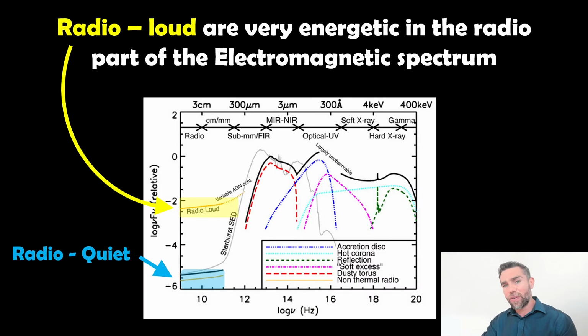So if we look at the full electromagnetic spectrum of these active galactic nuclei, these active galaxies, we get something that looks like this. It looks quite complex, but don't worry about it. If we look at the radio part of the spectrum towards the left, so it goes from radio all the way up to gamma ray, and I've highlighted your radio loud and your radio quiet. So the radio loud are very energetic in the radio part of the spectrum. They have like an excess of radio emission compared to your radio quiet. So the radio quiet, they're not really emitting much in the radio part of the spectrum. Radio loud, significant amounts of radio emission is being emitted there.